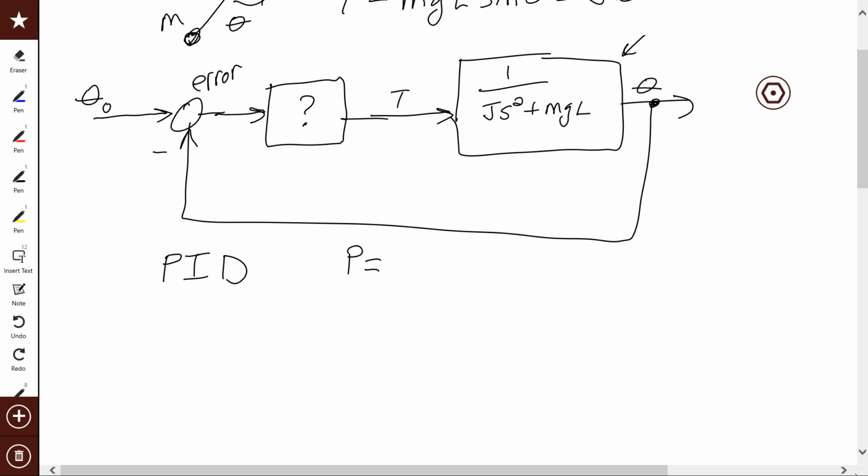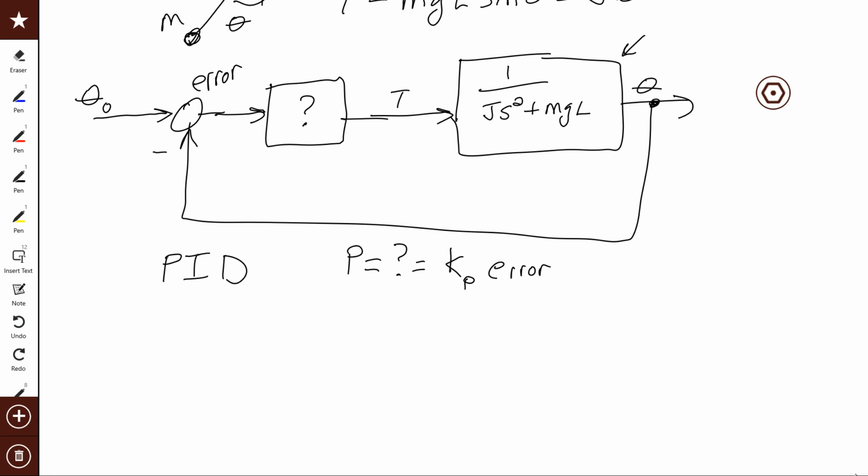Okay, I showed you a proportional controller. Proportional controllers, when the question mark is a number times the error. Remember that? You saw what happened. What's the effect of a KP, remember? Acts like what? Spring. It acts like a spring.